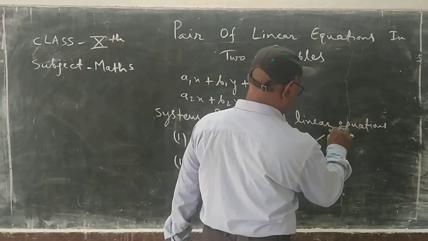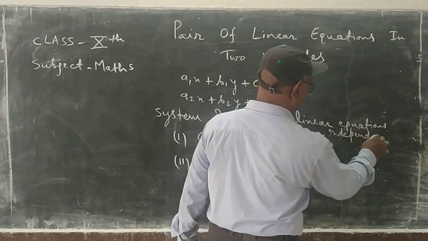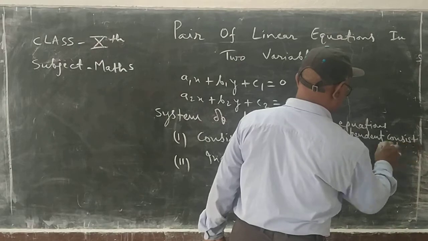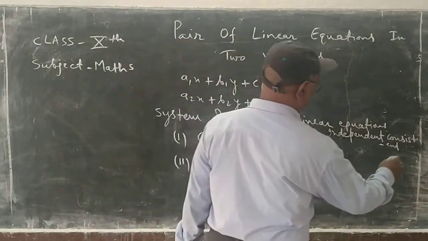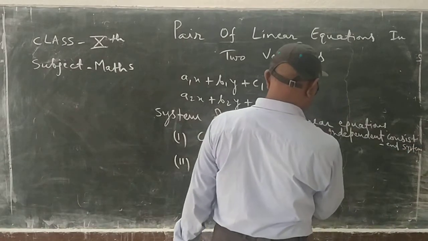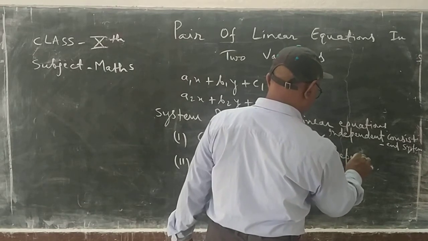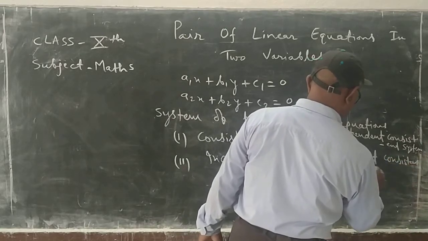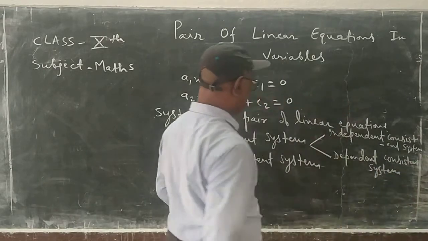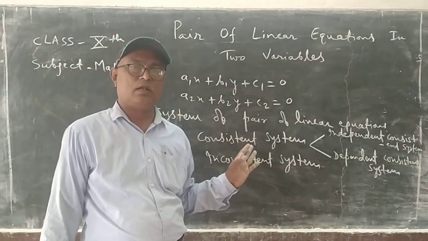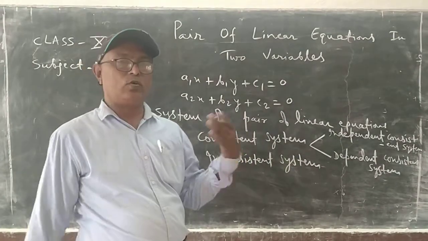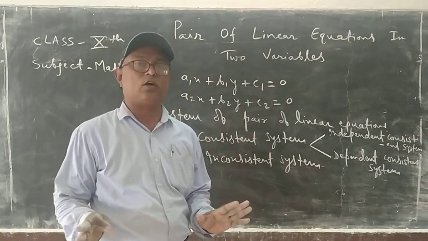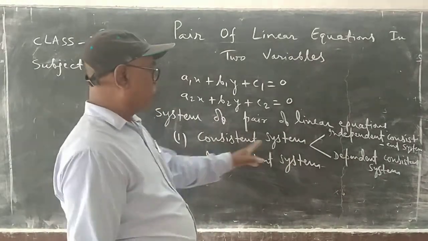There are two types of consistent system. One is the independent consistent system, and the second one is the dependent consistent system. The system whose solutions are possible is known as a consistent system, and there are two types of solutions: one is the unique solution, and the second is an infinite number of solutions. Depending on these, there are two types of consistent systems.